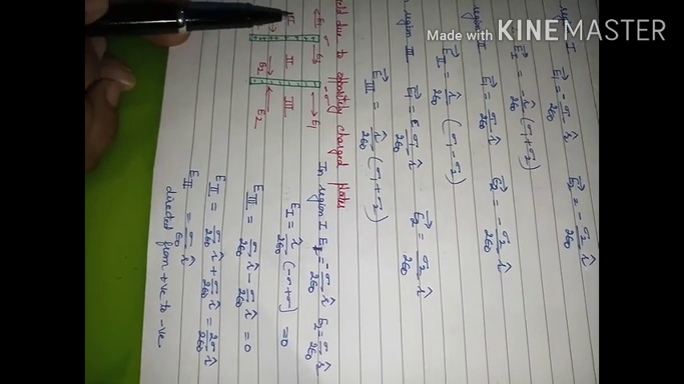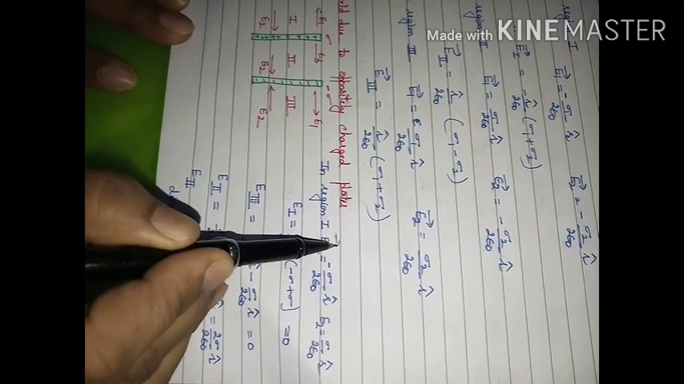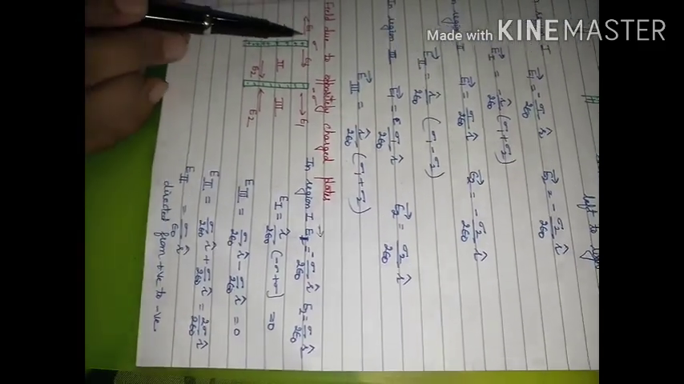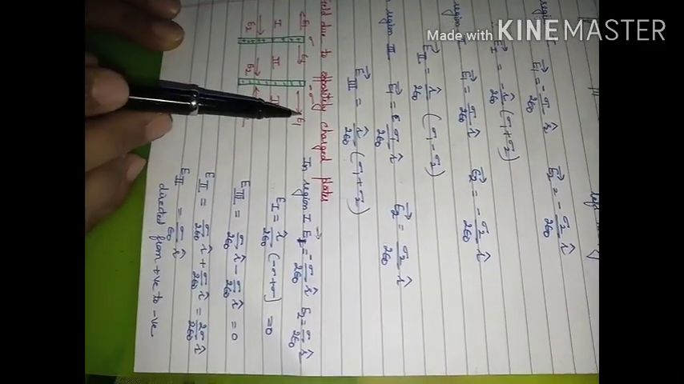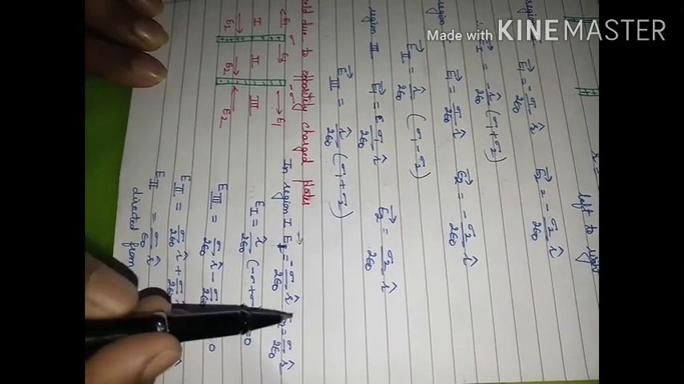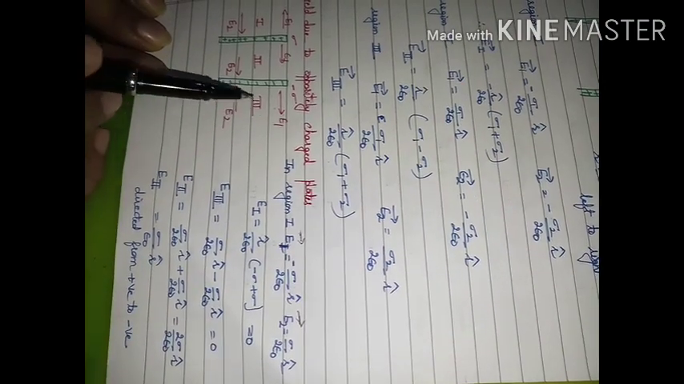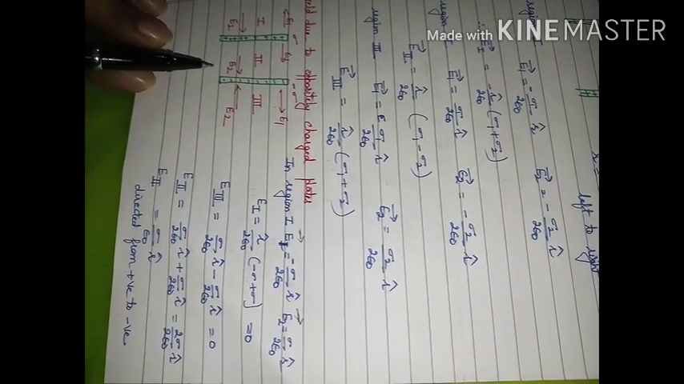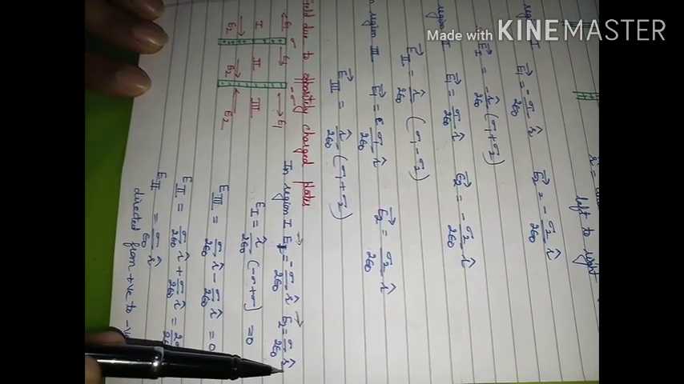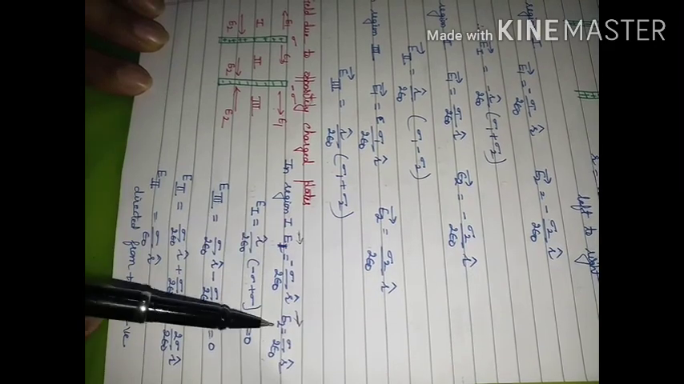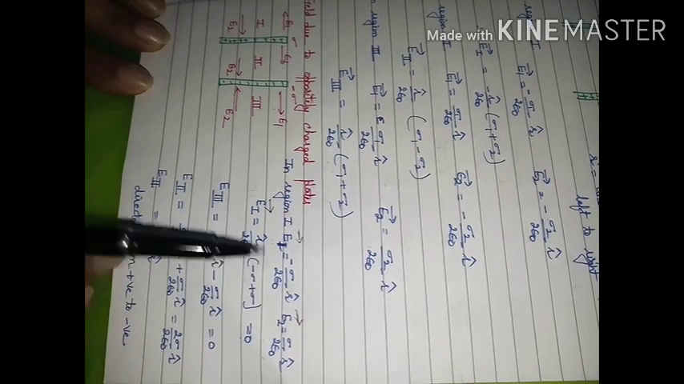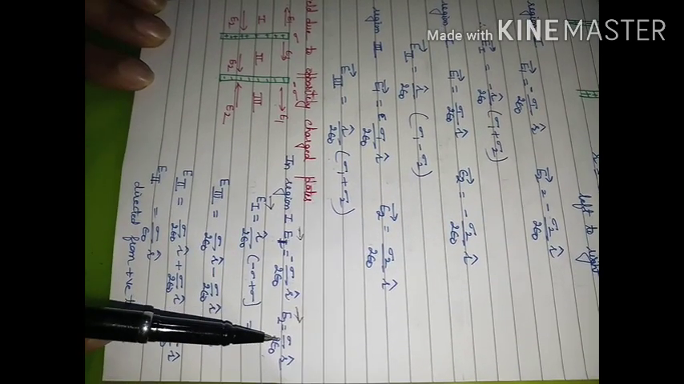E1 will be given as minus sigma upon 2 epsilon naught r cap, because E1 is in this direction and r cap is a unit vector that is from left to right. And what will be E2? E2, this side you are going to consider E2. E2 will be equal to sigma upon 2 epsilon naught r cap. And when you will consider the total sum of these two, then this will come out to be 0, because surface charge densities are going to be same.